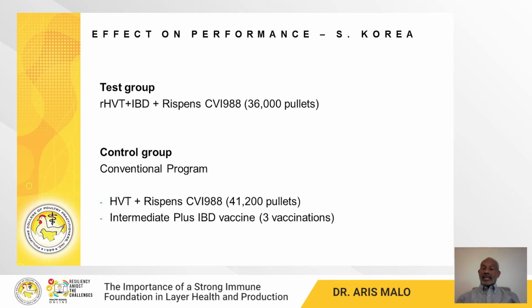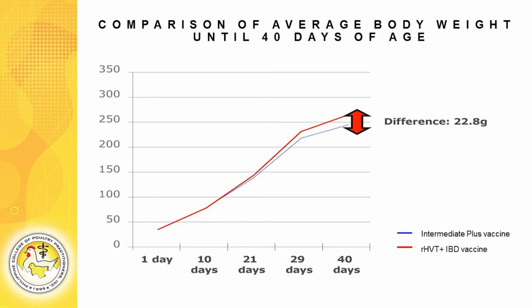Remember that I said that we don't play with IBD in layers because they are more susceptible. So they were using this intermediate plus type of vaccine 3 times in those birds. And here are the results. In the next slide, we see the average body weight until 40 days. We see a difference of 22.8 grams for the group that was vaccinated with the recombinant HVT-IBD vaccine in comparison to the group that used the intermediate plus vaccine.